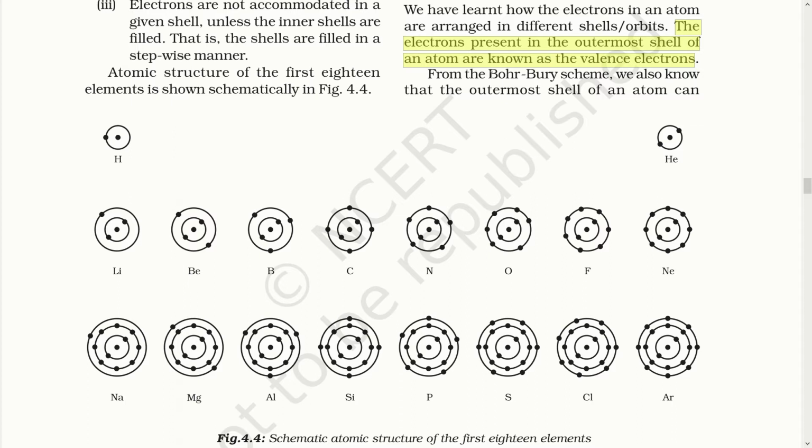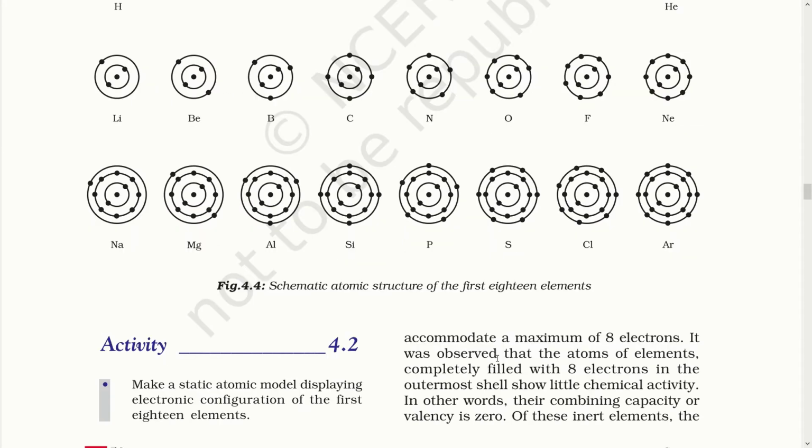From the Bohr-Bury scheme, we can also know that the outermost shell of an atom can accommodate a maximum of 8 electrons. It was observed that atoms of elements completely filled with 8 electrons in the outermost shell show little chemical activity. In other words, their combining capacity, or valency, is 0. That means the atoms which have 8 electrons in the outermost shell are called complete or stable elements. They do not react or combine with any other element so easily like the other elements. These are also called inert elements.